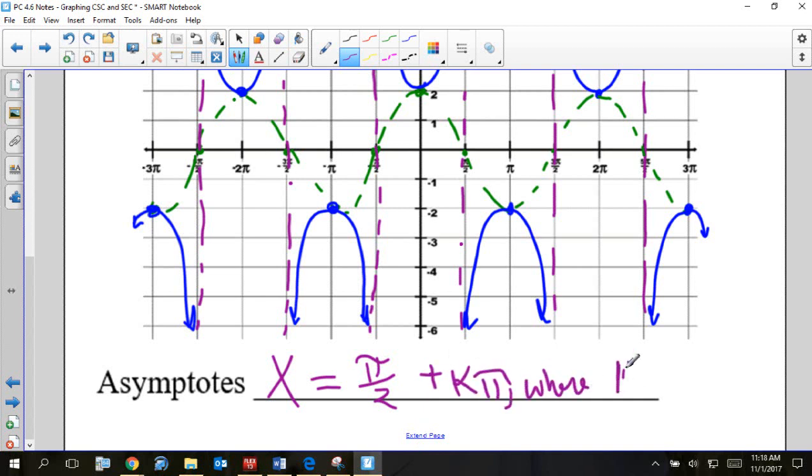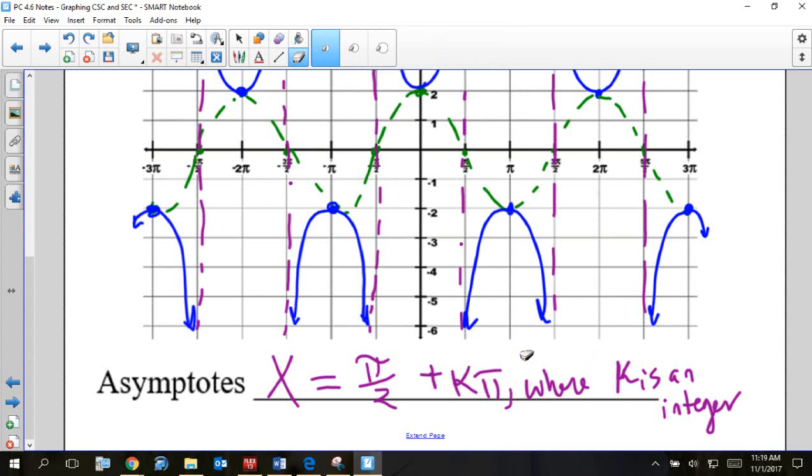Where k is an integer. That's unfortunately kind of messy. All right, last one.